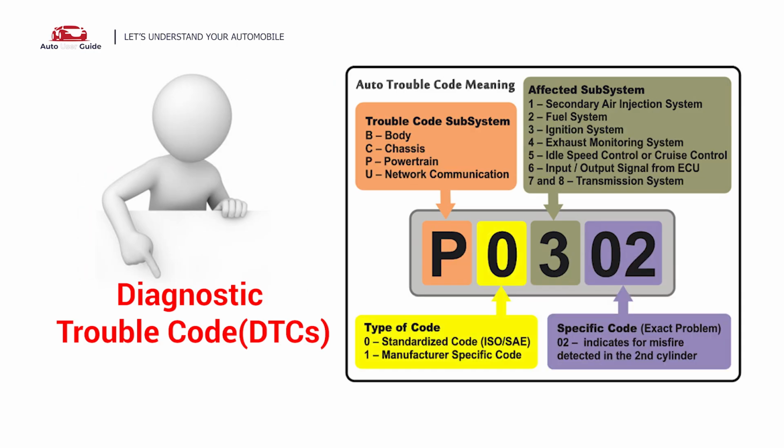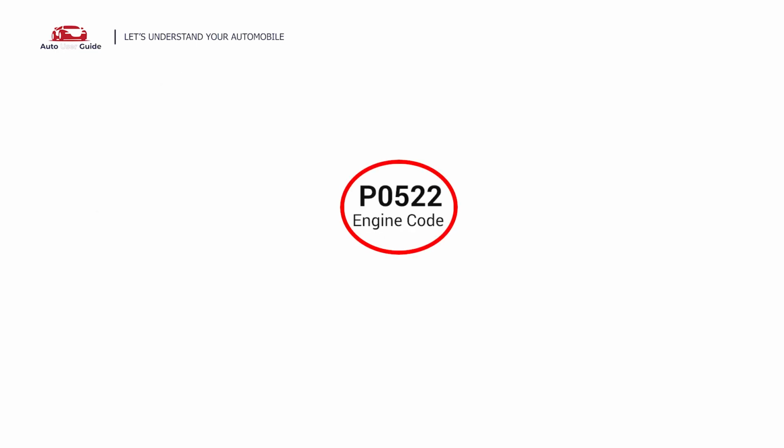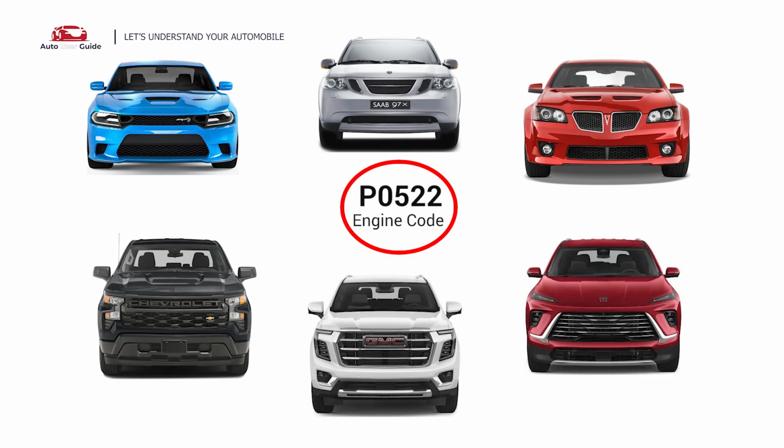Each DTC code corresponds to a specific issue in your vehicle. This error code occurs in any OBD2 equipped vehicles, especially in those manufactured in 1996, and it is commonly found in vehicles like Dodge, Saab, Pontiac, Chevrolet, GMC, and Buick.